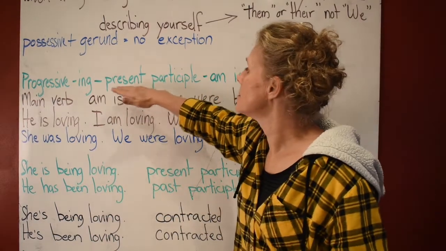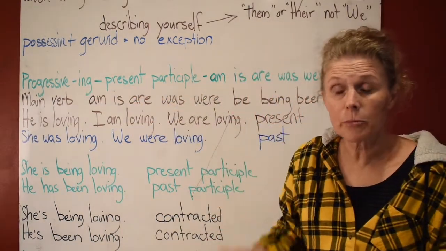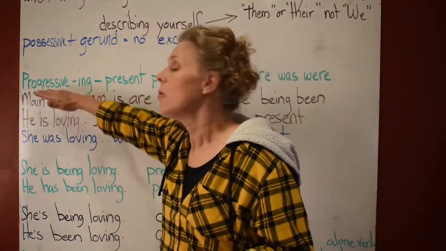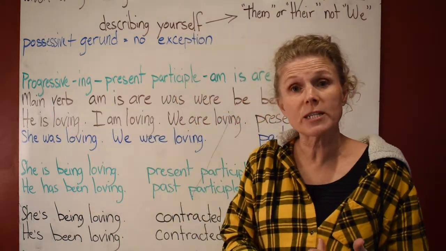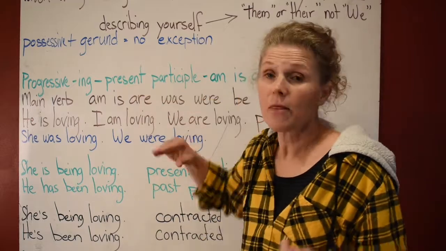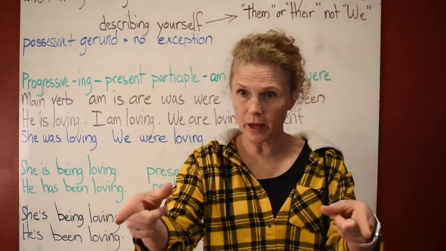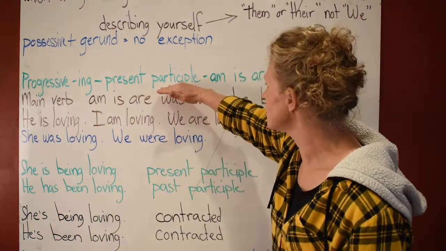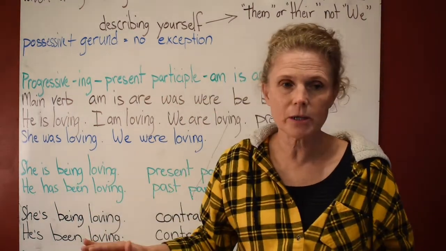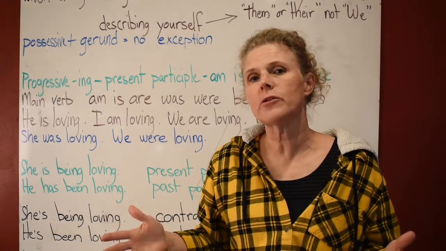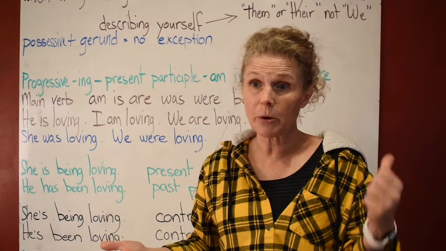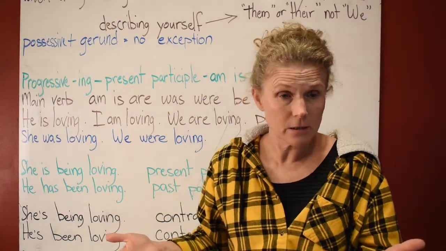No matter what, your ING is the present participle. I want you to remember that. Even though you're saying progressive, you have past, present, and future, it's still the present participle. Do you guys remember that? It's the present participle, no matter what. When you see ING, it's the present participle. And that can be really confusing because you're saying, well, if it's the progressive, you think it's past, present, and future, right?